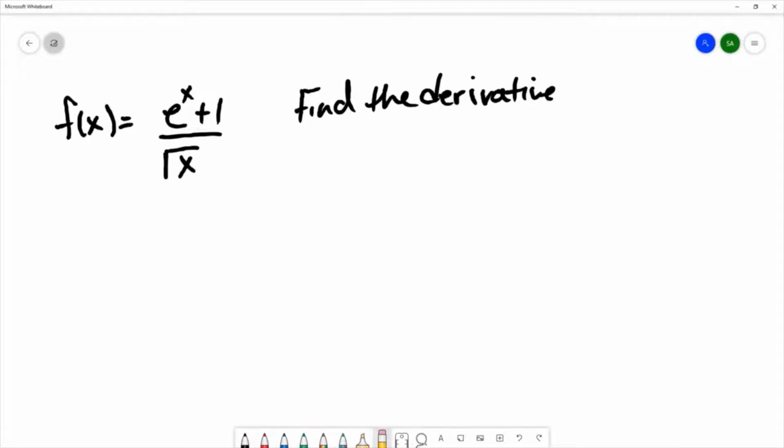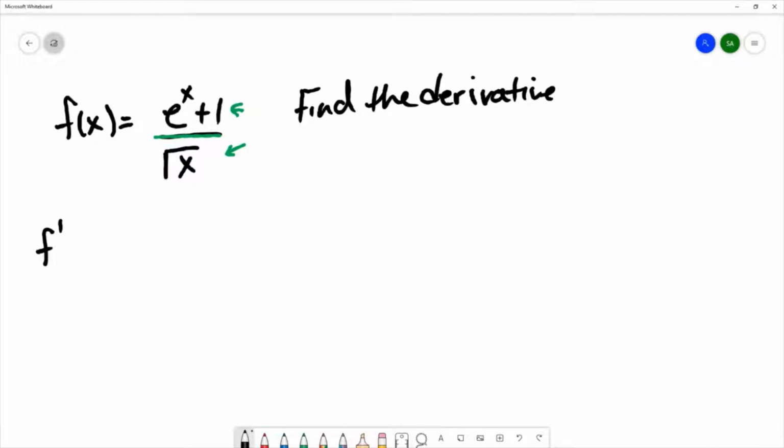In this question, we want to find the derivative of f of x equals e to the x plus 1 over the square root of x. So in this example, I'm noticing that I have a fraction, and with the fraction, both the numerator and denominator have the variable x in it, and because of that, we're going to use the quotient rule to find the derivative.